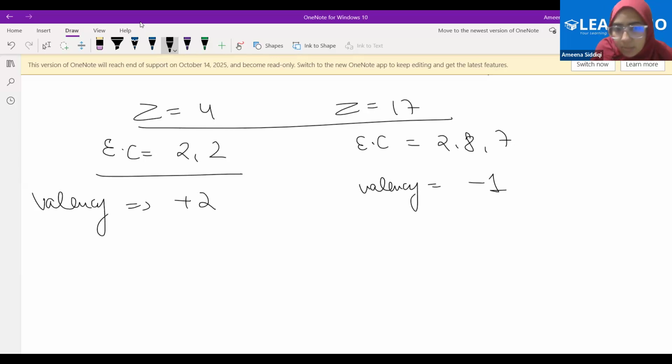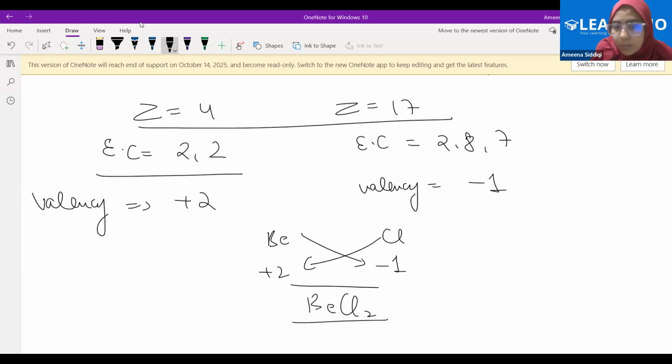Now how do we know the chemical formula? We write the symbols. What is the element with atomic number 4? That is beryllium. What is the element with atomic number 17? That is chlorine. We write their respective valencies, that is +2 and -1. We crisscross them. We get BeCl2. Now what will be the name of this compound? Beryllium chloride. Why chloride? My question is this.